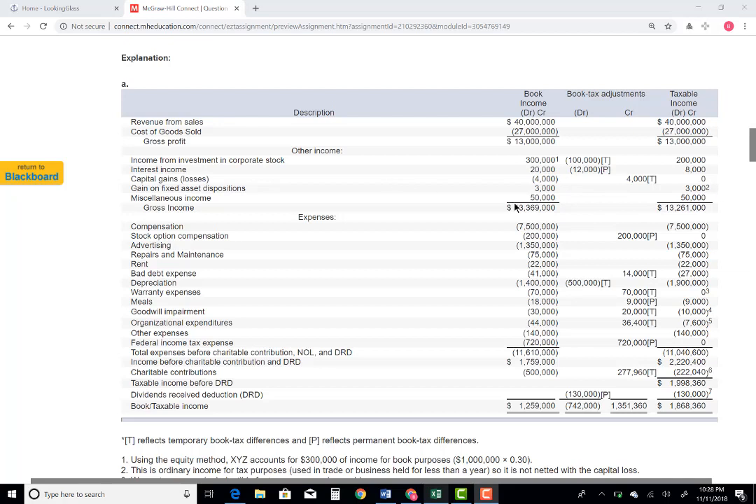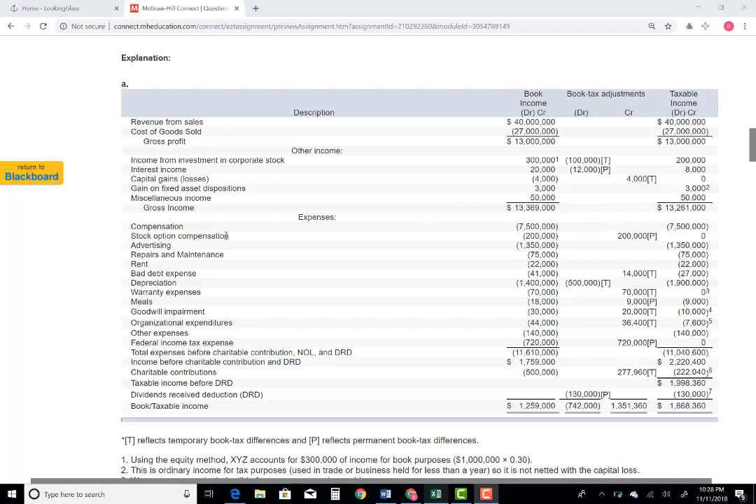Miscellaneous income, same idea. The 50,000 that we reported on the book income is the same for taxable, and we're going to see that once we get to expenses. Some of these expenses are reported in the same way for book and taxable purposes. I won't spend a lot of time going through those. Our compensation, that's one of those. That's our total compensation. So, that's an expense to our company. That's a write-off for both tax and book purposes.